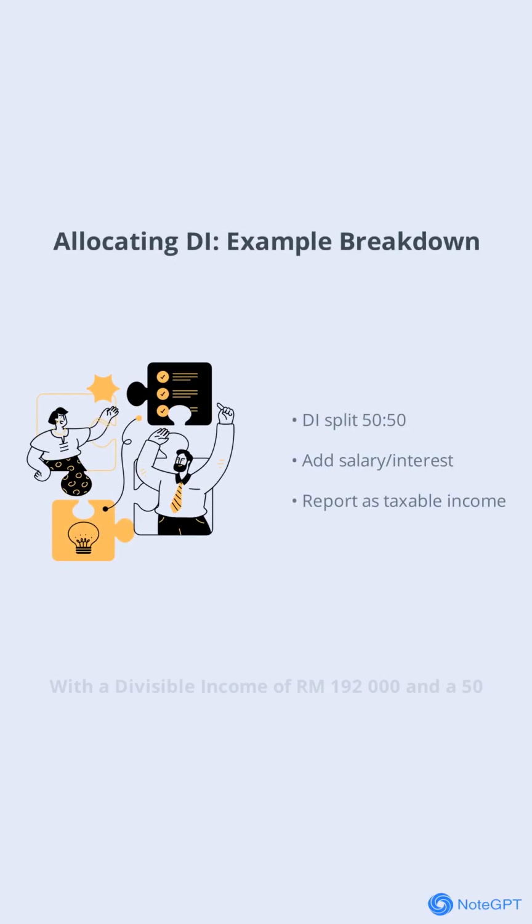Take the divisible income of RM192,000 and a 50/50 profit-sharing ratio. Each partner receives RM96,000 as their share of DI. But that's not all. Partner A also receives a salary of RM30,000, and Partner B gets RM5,000 as interest on capital. So Partner A's total taxable income is RM126,000, while Partner B's is RM101,000. Each partner must report these amounts as business income in their individual tax returns.